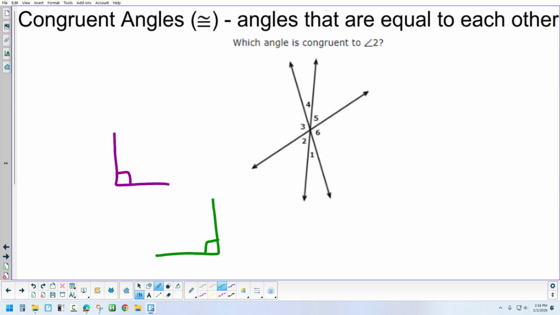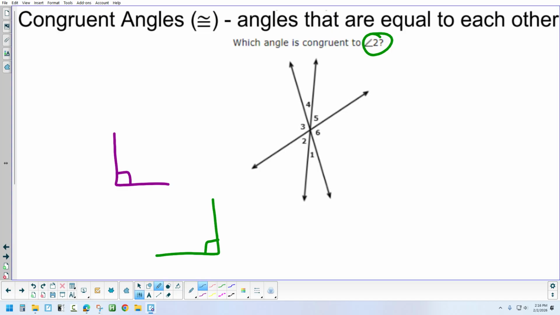What do you think? Yeah. They face different ways, but it doesn't matter which way they face. Congruent just means that they are the same size. So let's start with angle 2. In this picture, what angle is the same size as angle 2?